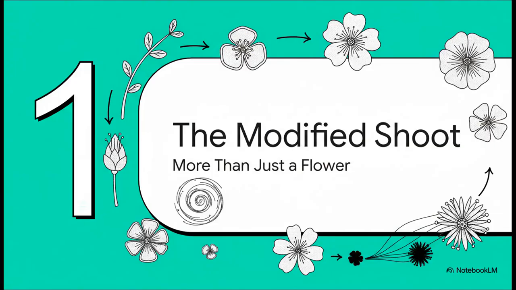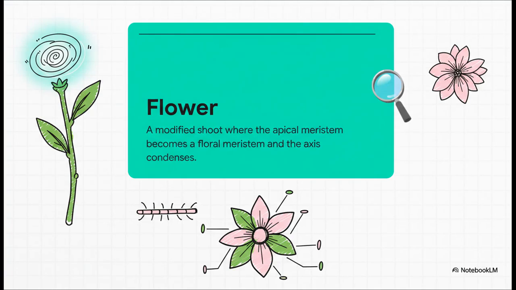So first things first, we kind of have to rethink what a flower even is. It's not just some decoration that pops out of a plant. At its very core, a flower is actually a highly specialized stem. Yep, a modified shoot.